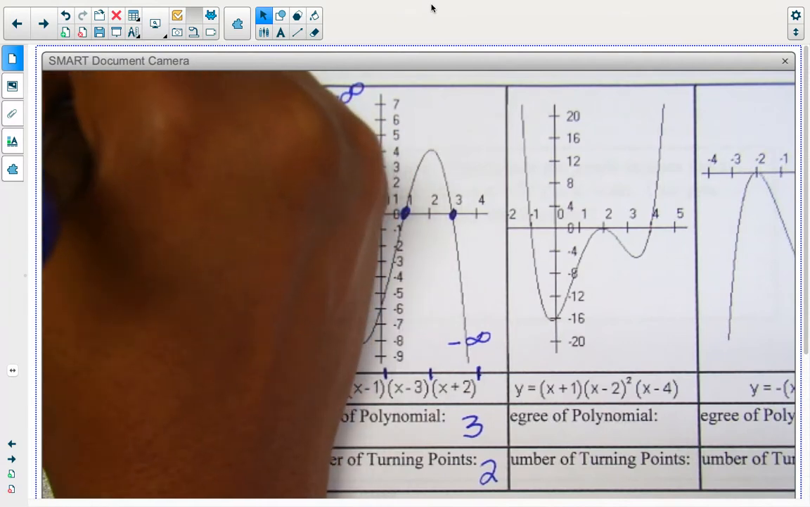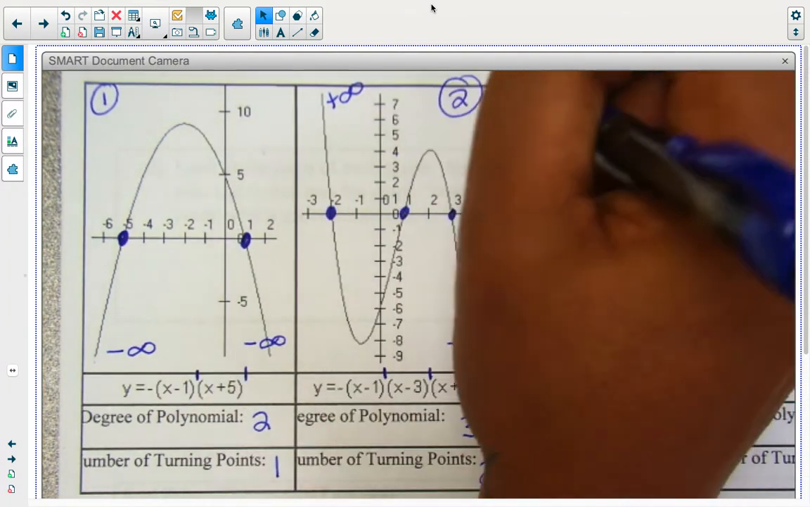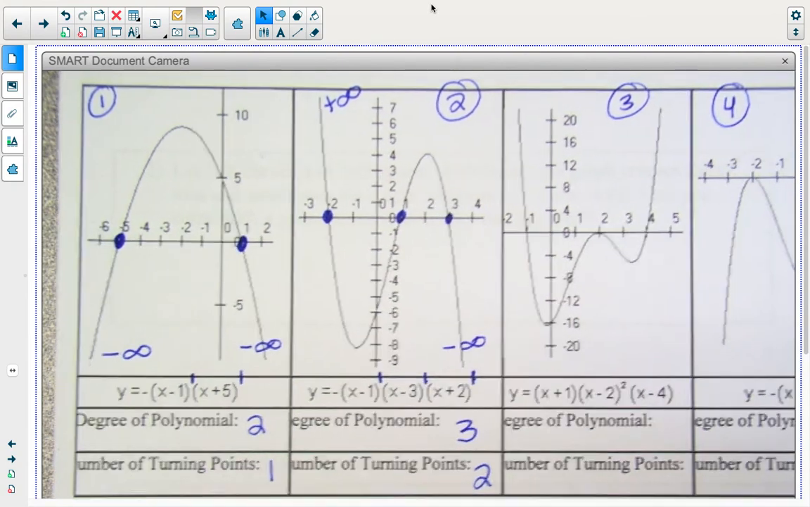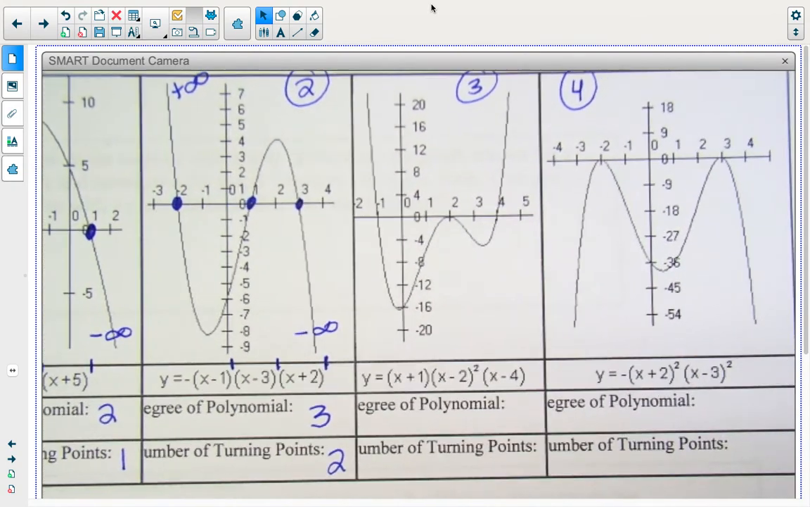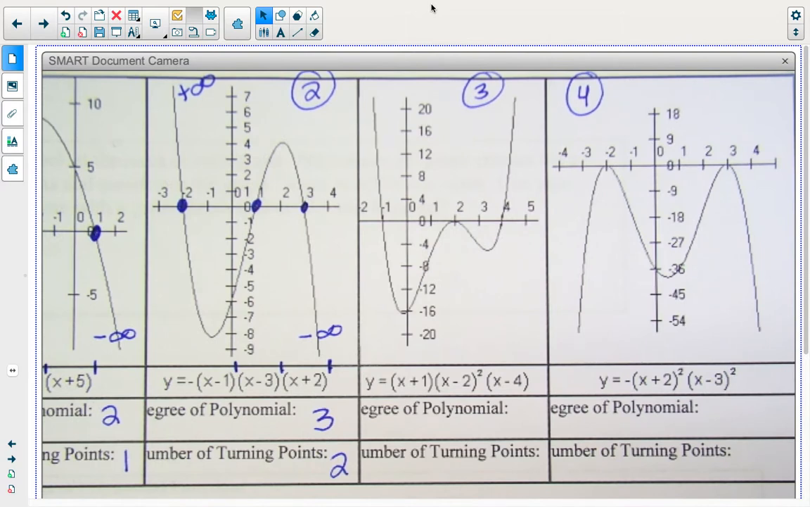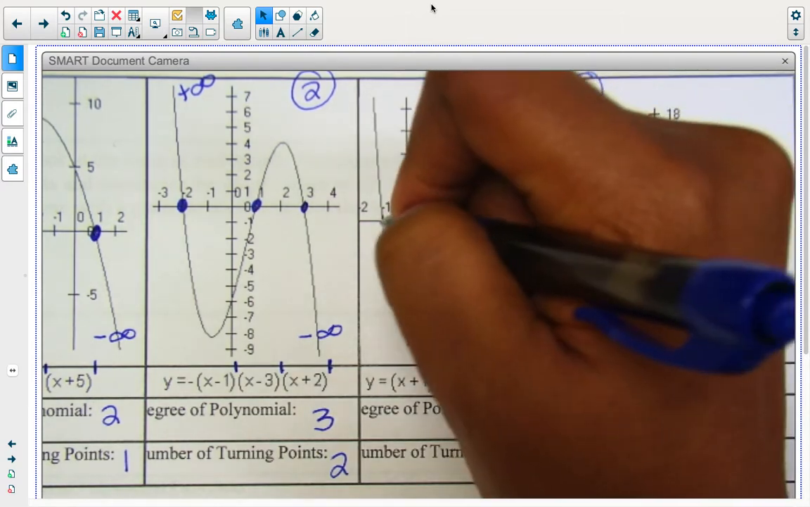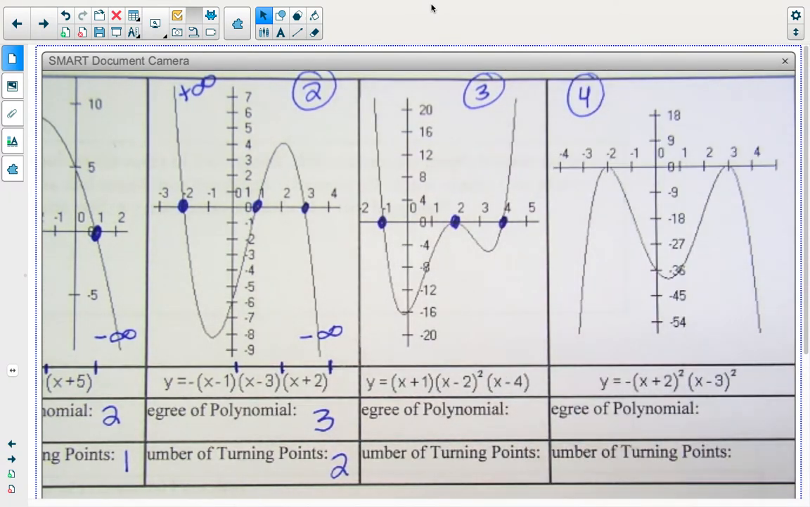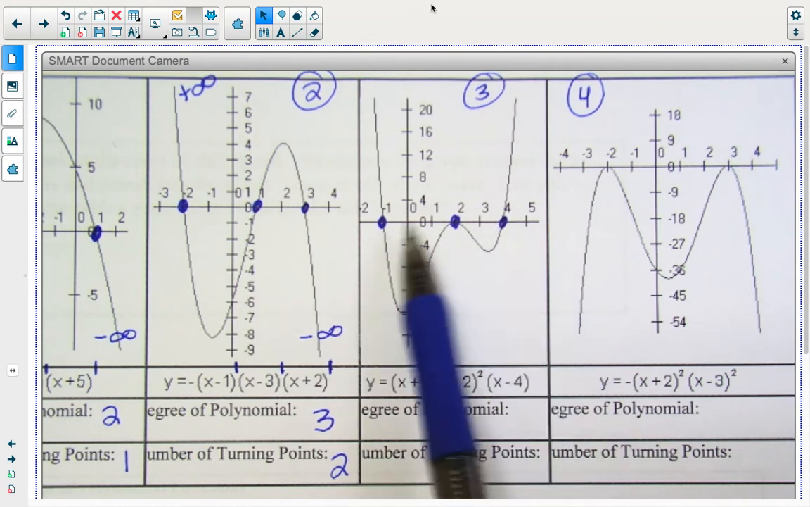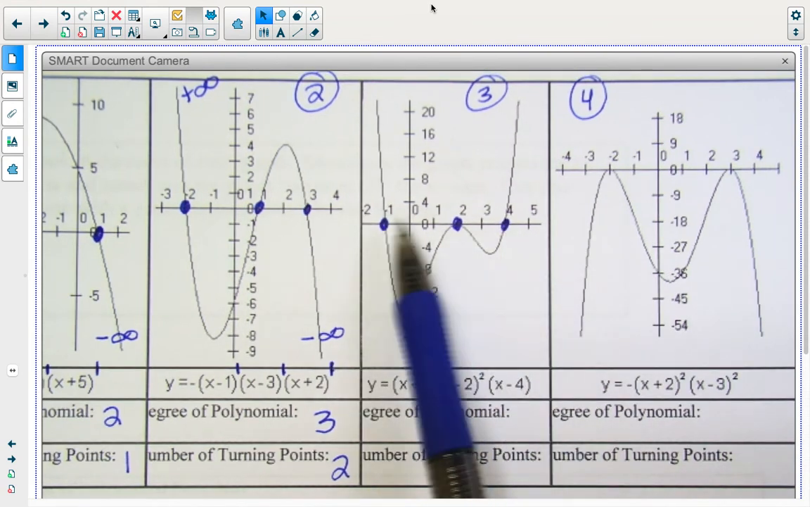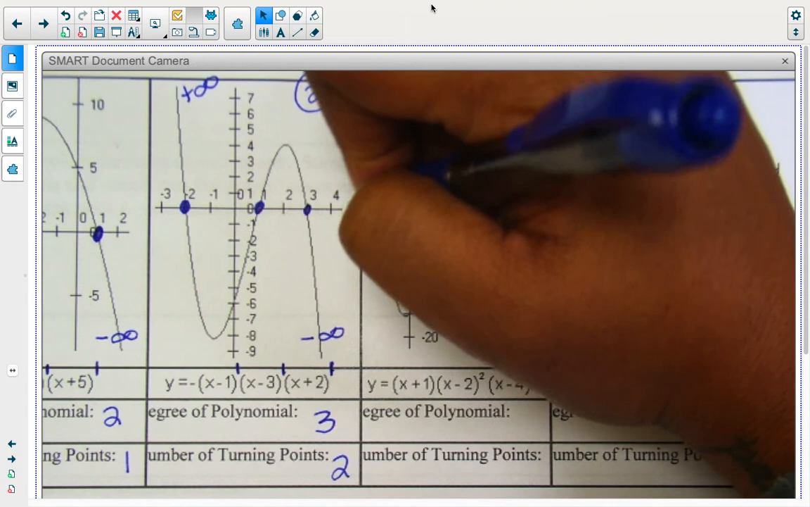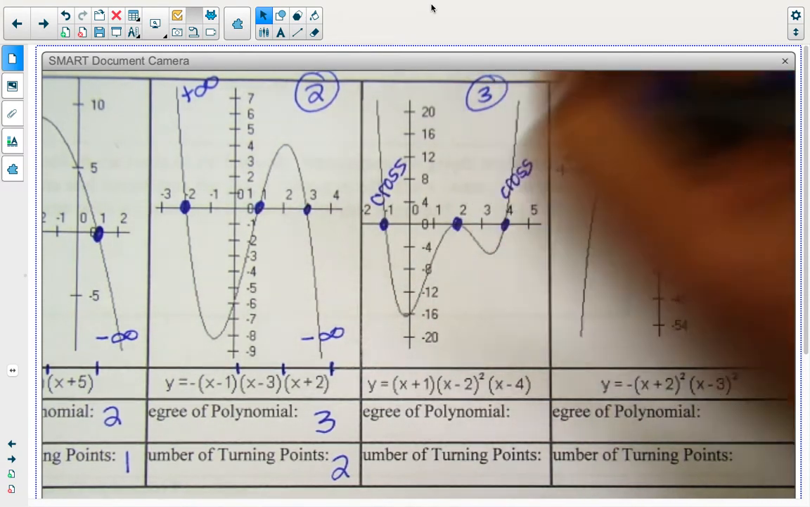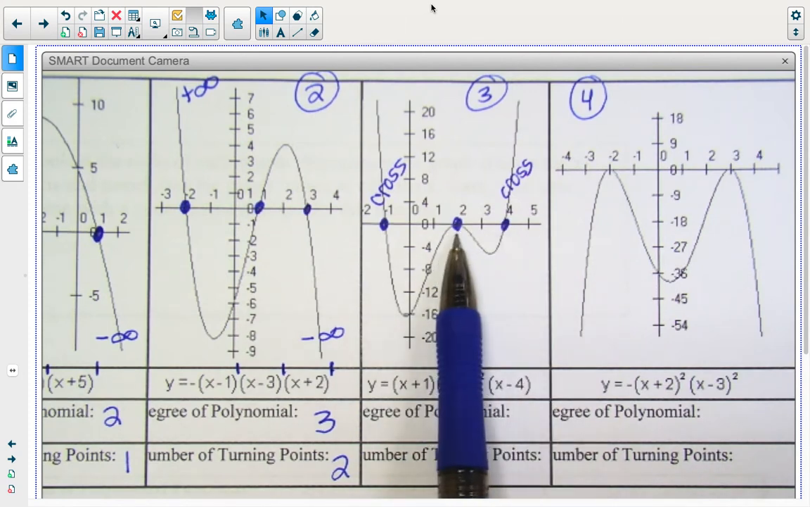Now, let me look at example number 3. This is 3, and this is 4. So if I look at example 3, now I want to show you what I mean by bounce as opposed to passing through. So let me highlight my roots. These 2 roots cross and they pass through the x-axis. So I'm going to say that this one crosses and this one crosses. This one is different. This one just bounces.